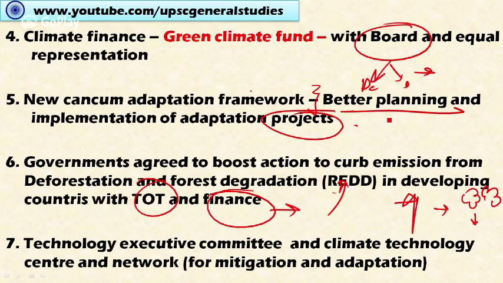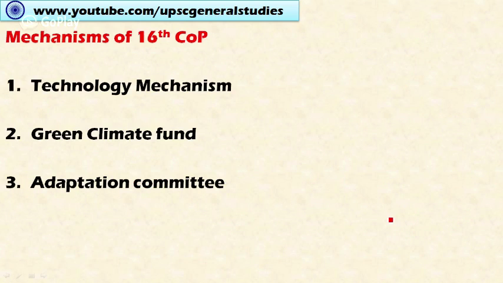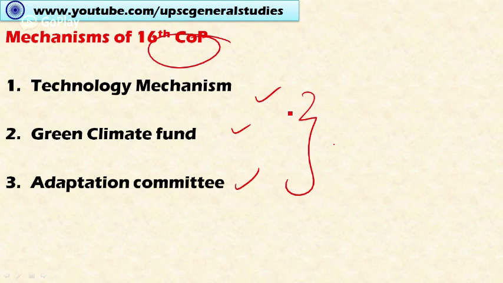And importantly, the Technology Executive Committee and the Climate Technology Center and Network were established for coordinating the mitigation and adaptation strategies in the developing and developed countries. And this conference led to 3 important mechanisms, as I mentioned earlier: technology mechanism, Green Climate Fund, and adaptation committee. So these 3 mechanisms are important with respect to this conference.